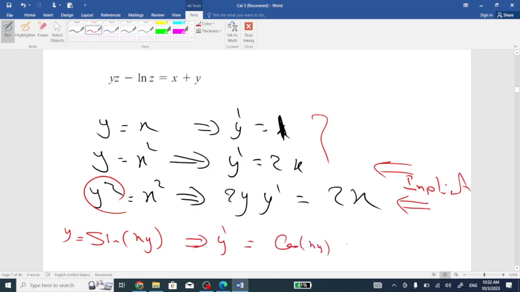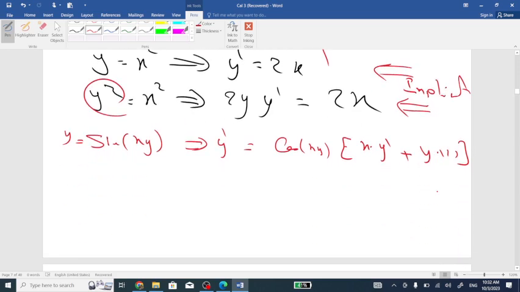Cosine xy times y prime, plus one, the derivative of the inside. In calculus 1 that is how it is, but now we have a partial, so we see the derivative of the first times the second plus the derivative of the second times the first. Am I right? This is called implicit function. Do you remember that?